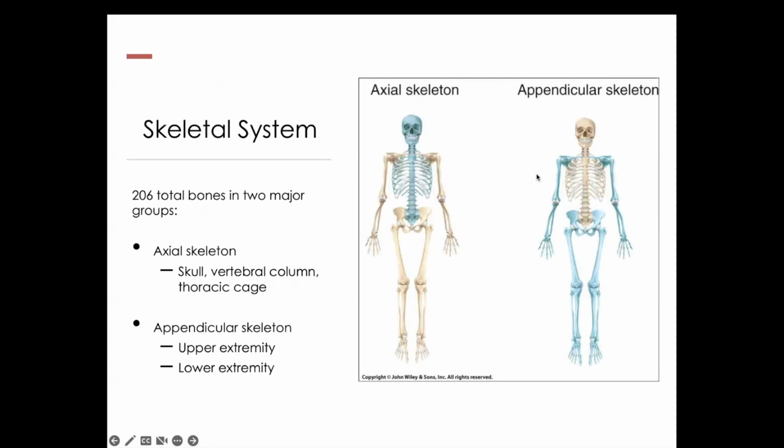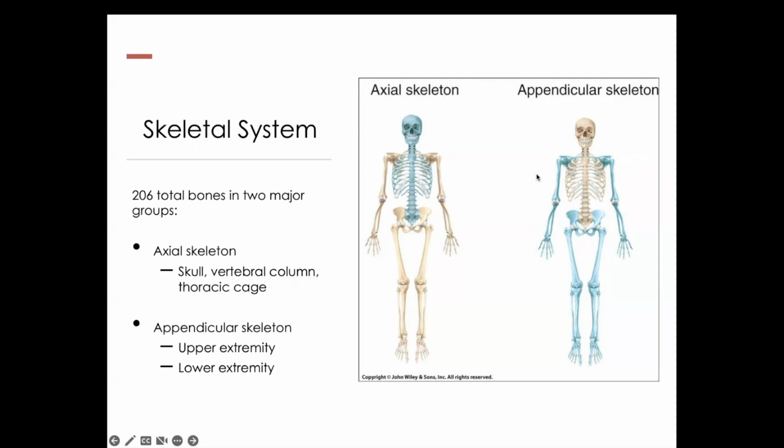So the skeleton can be arranged into 2 major groups, the axial skeleton and the appendicular skeleton. Today we're going to focus on the axial skeleton. Next week we'll go over the appendicular skeleton a bit. So the axial skeleton is the image on the left and is composed of the skull, the vertebral column, known as the spine, and the thoracic cage or your rib cage. The appendicular skeleton is on the right and is composed of the upper and lower extremities, so your arms and your legs. And again, we'll go over that next week.